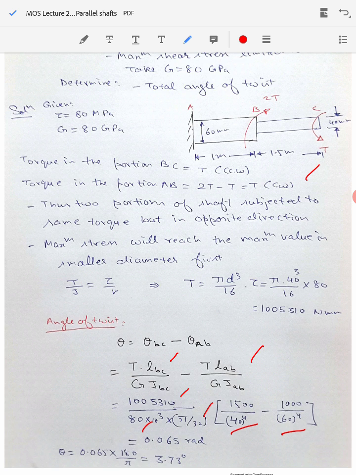So the diameter to the power 4 for the section BC is 40 to the power 4, and for the section AB is 60 to the power 4, and the length of the section BC is 1500 as you can see here, and the length of the section AB is 1 meter, so 1000. You substitute all these values here and calculate the angular deformation in radians. So that comes out to be 0.065 radians, and if you multiply it by 180 by pi, you can obtain the angular deformation in degrees. So that comes out to be 3.73 degrees.